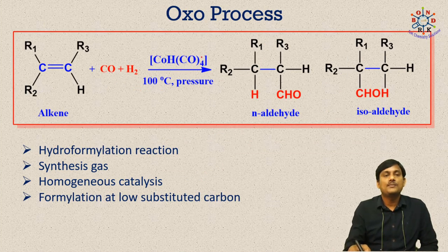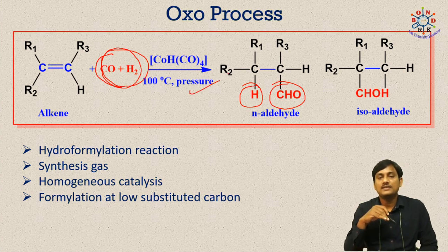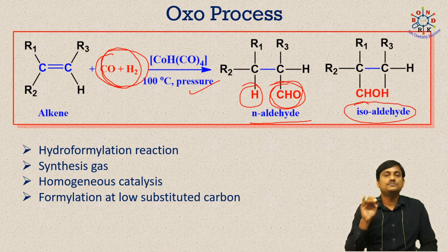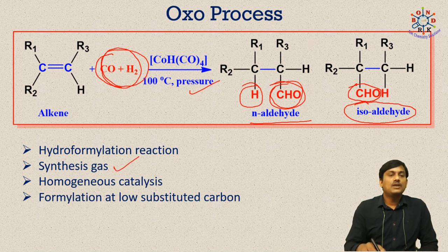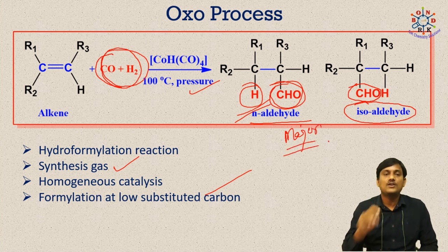Oxo process, it is also a homogeneous catalysis reaction. It's a formylation reaction, a hydroformylation reaction. There is an addition of hydrogen and a formyl group CHO in presence of HCo(CO)4, tetracarbonyl hydrido cobalt, at 100 degrees centigrade and high pressure. There is a formation of n-aldehyde, terminal aldehyde, and also a formation of isoaldehyde. This is a CHO and this is H. Here we use synthesis gas. CO and H2 is called synthesis gas. It's a homogeneous catalysis, and formylation takes place at the less substituted carbon, and hydrogen adds at the more substituted carbon. Generally, we will get n-aldehyde as the major product in the Oxo process.